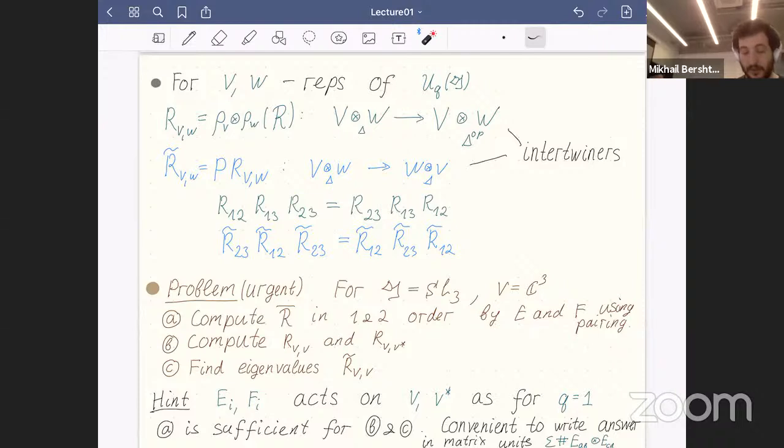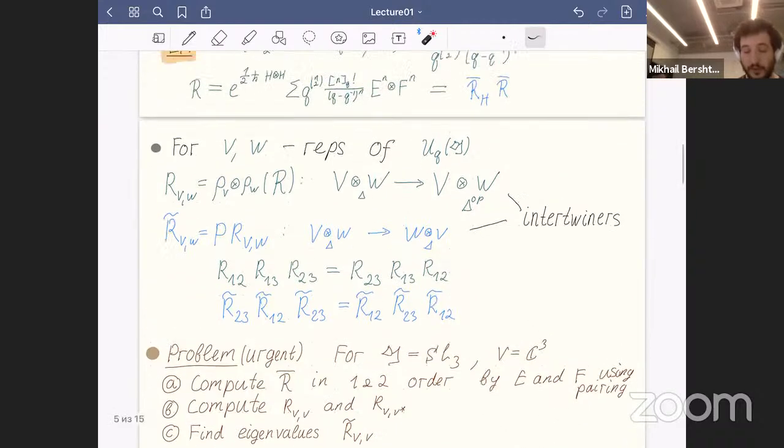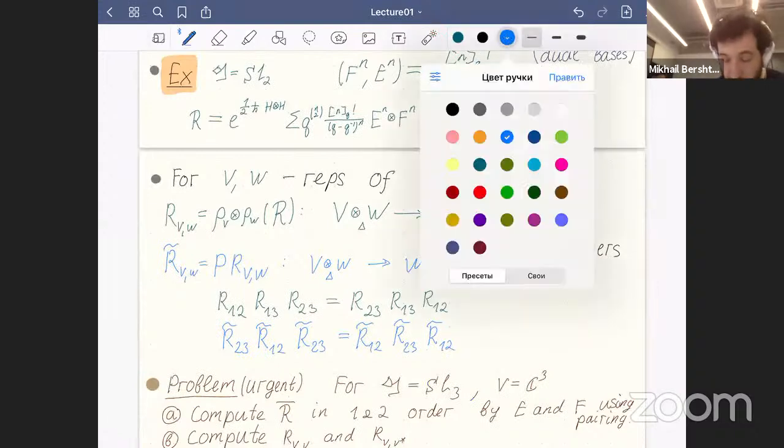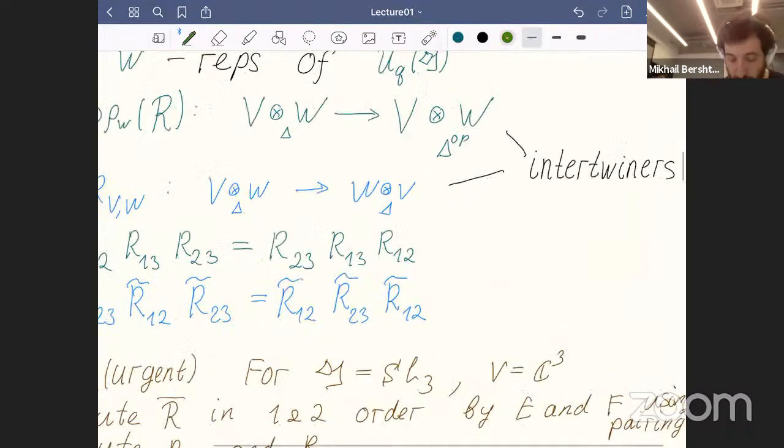These properties mean that if you have three spaces V1, V2, V3, then you have different structures of the module on here and different isomorphisms, and some composition has some sort of hexagon, which is trivial. And this property follows from this Yang-Baxter relation. Maybe I should write it in some sense.